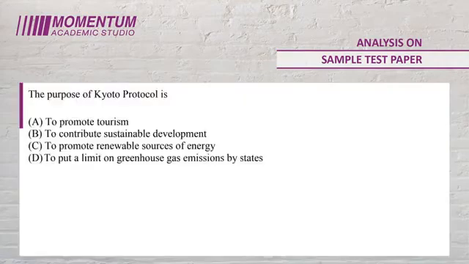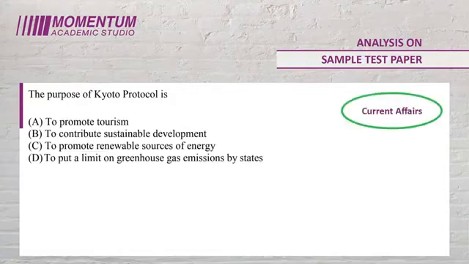The first question is: purpose of Kyoto Protocol is. This is again about environmental issues. A treaty happened at Kyoto in Japan. So this will be marked into current affairs.